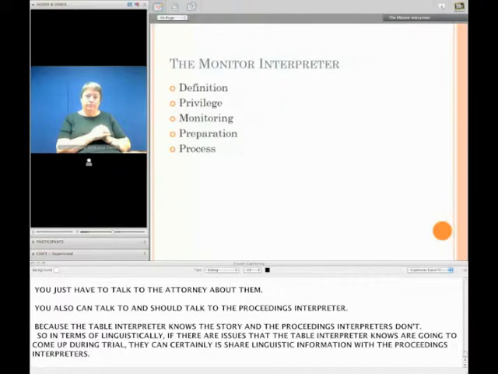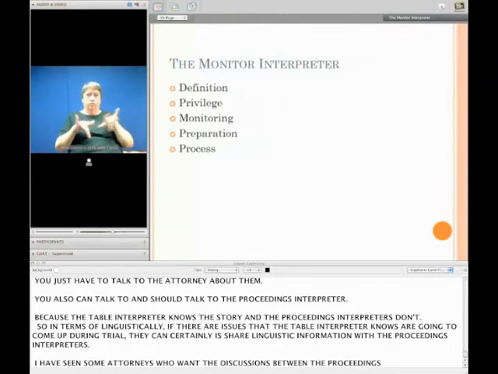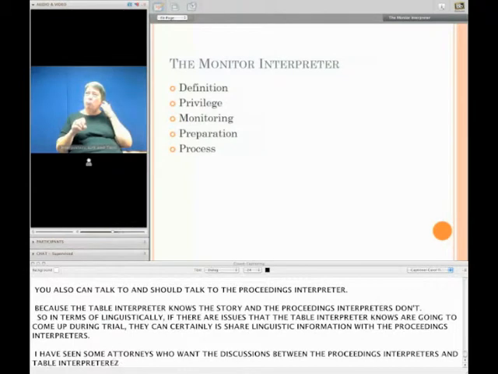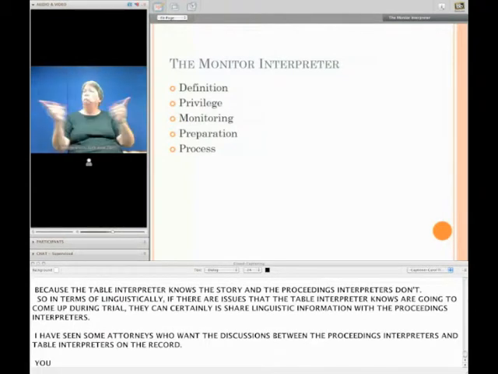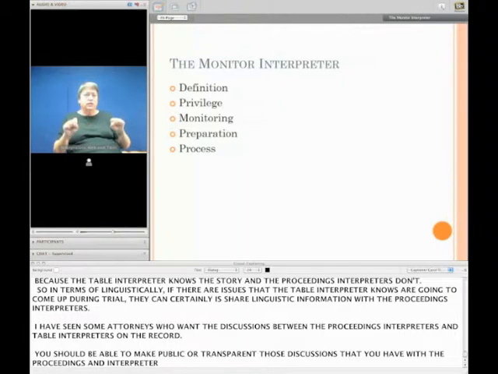I've seen some attorneys who want the discussion between the table interpreters and the proceedings interpreters on the record. So that shouldn't be a problem, and you should be willing to make public or transparent that discussion that you're having with the proceedings interpreter. And ask if you can share name signs. Yes, that's a completely proper thing to do, is to share name signs.